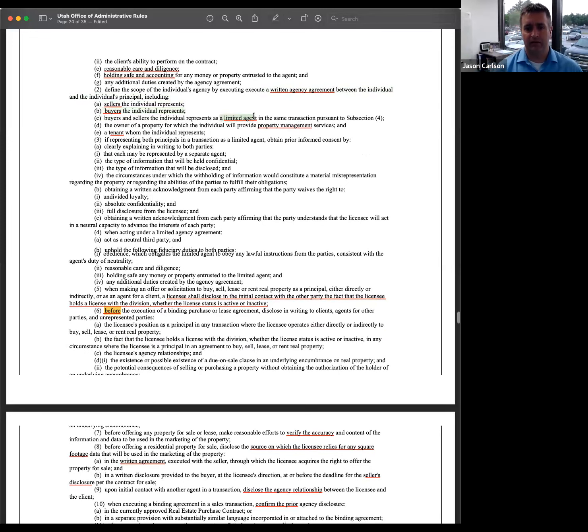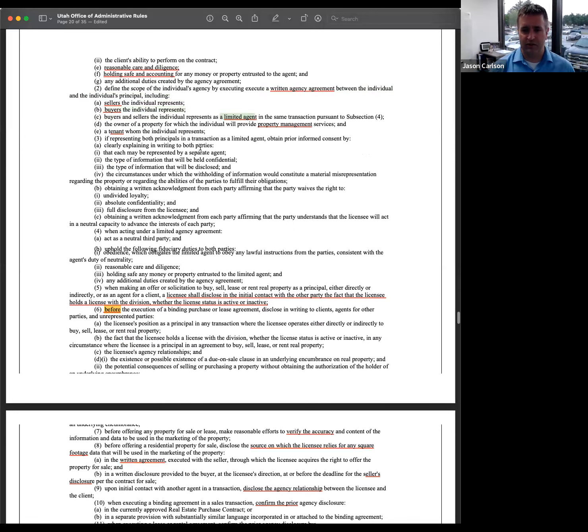It also needs to come down. We need to have in writing if you're going to be a limited agent. If you're going to be a limited agent, representing the buyer and the seller, you've got to have this limited agency agreement in there. Or whether or not you represent a property manager or a tenant. Those are basically all under this section, that everything needs to be in writing. You can get in trouble for not having it in writing is basically what it comes down to.